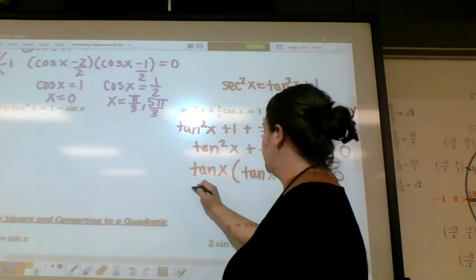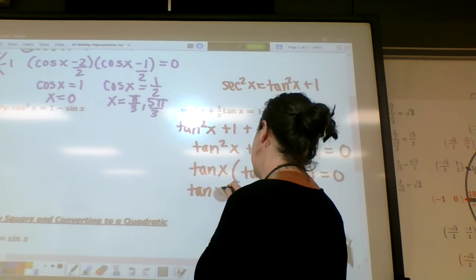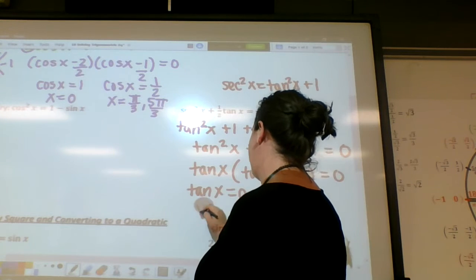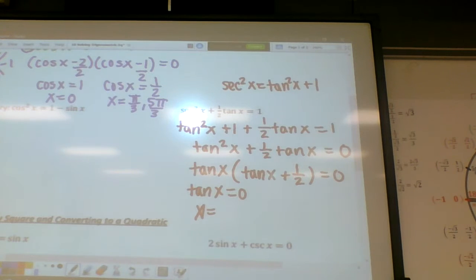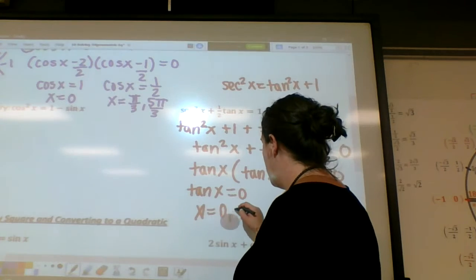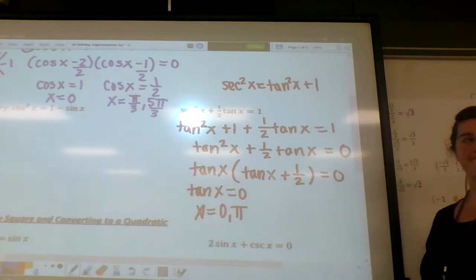So then the first piece is, where is the tangent of x equal to 0? Where does that happen? At x equals 0, because that's where the sine is 0. So for tangent to be 0, sine has to be 0. So at 0, anywhere else? And at pi, sine is also 0. So 0 and pi.